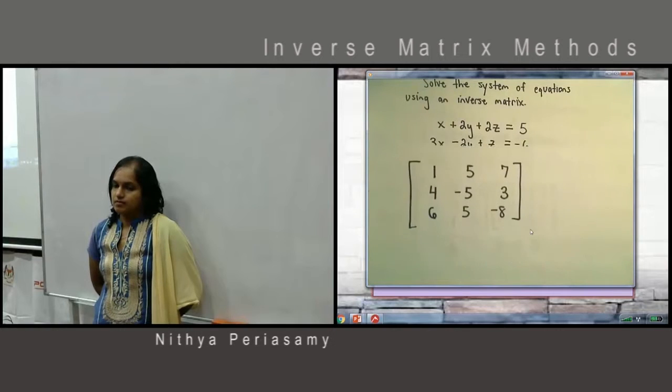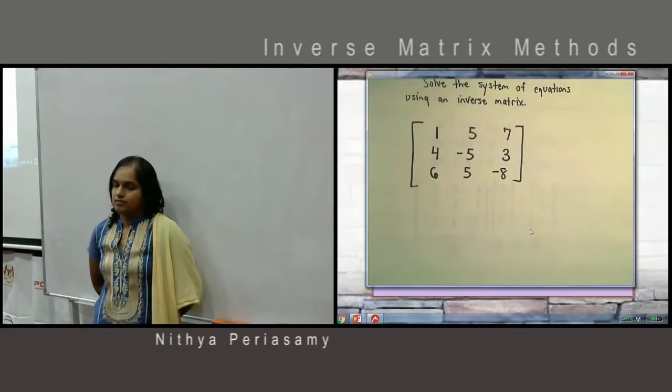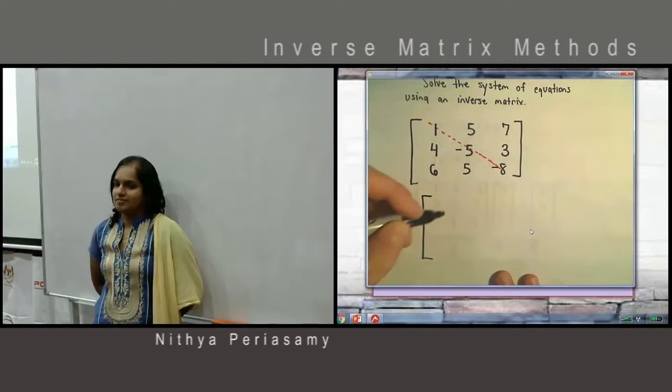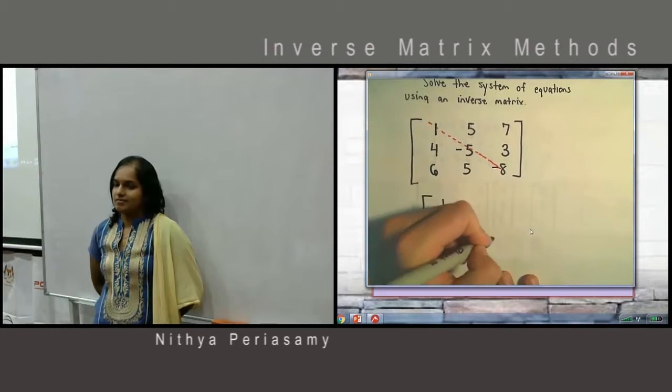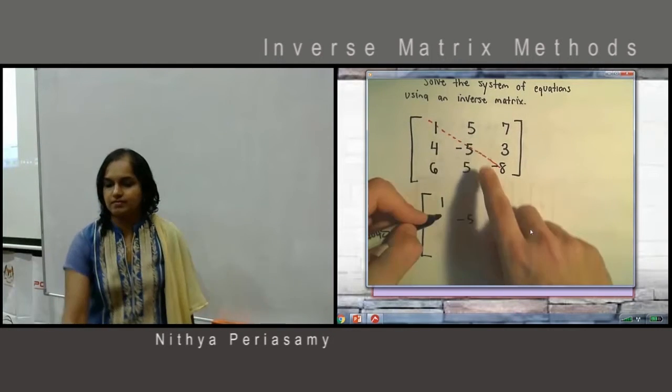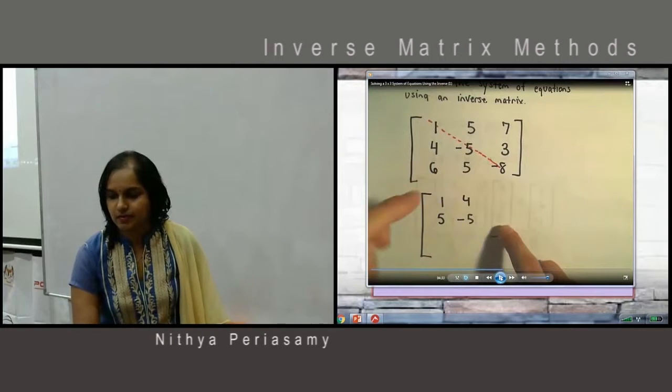So to get the actual inverse matrix, we have to do 2 things. We have to reflect this matrix about the diagonal. So the 1, the -5, and the -8, we'll leave that alone. So the 4 and the 5 will switch places.